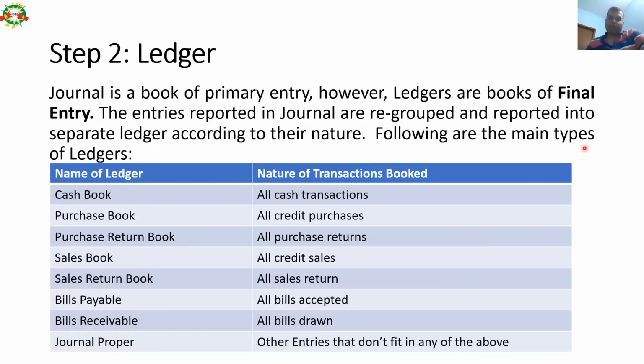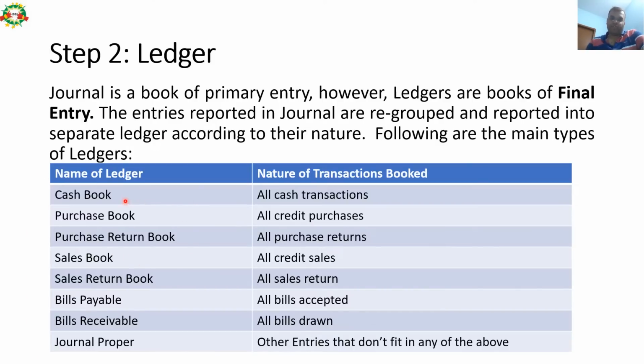So what happens, all entries are simply put into the journal first without any order or anything else, and then after that these entries are segregated, reclubbed as per their nature. So multiple ledgers are being made from a single journal, one journal, multiple ledgers. Then these are the various types of ledger.